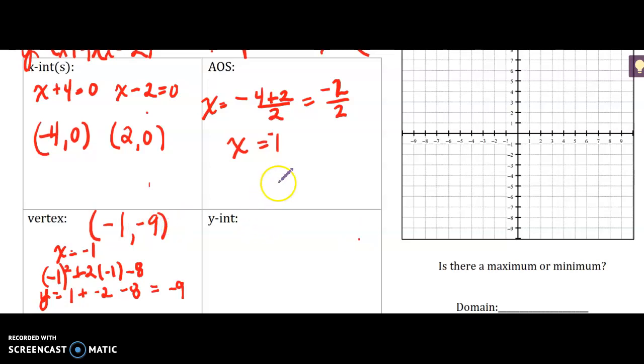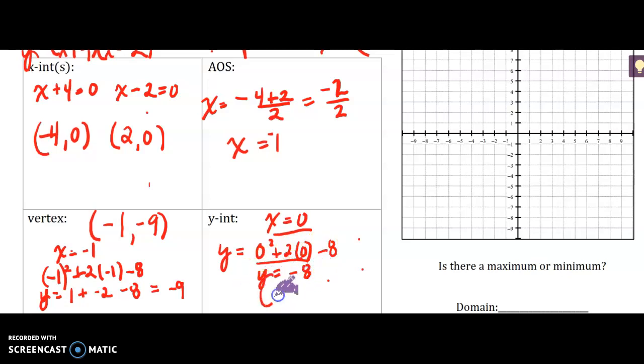To find the y-intercept, that's always the value at which x equals 0. And again, a little bit different from yesterday, this time you can take x and place it into that original function. So y is equal to 0 squared plus 2 times 0 minus 8. All of this gives me 0, so that means y just equals negative 8. So therefore, my y-intercept is at 0, negative 8. My next step is to take all of this information and put it on my graph.